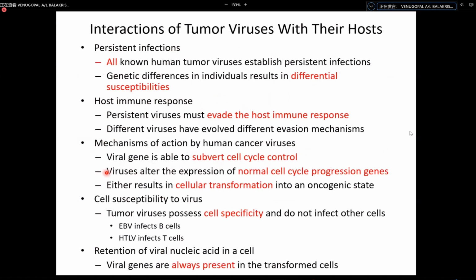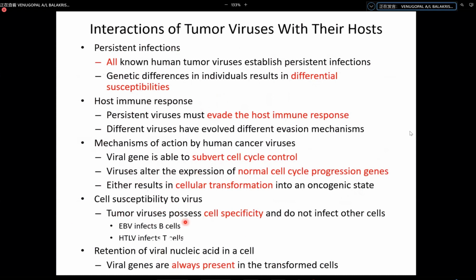One, viruses alter the expression of normal cell cycle progression genes. Okay, so either way it results in cellular transformation into an oncogenic state, either by subverting or by altering the expression.